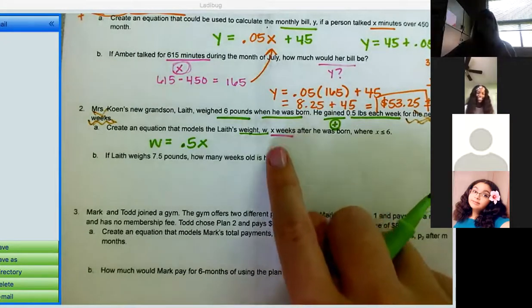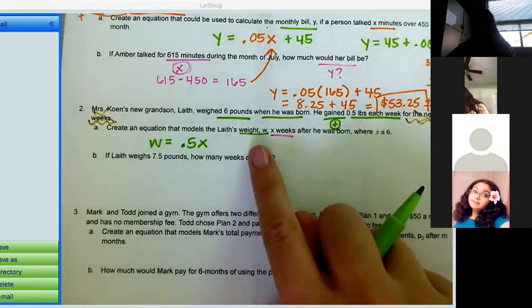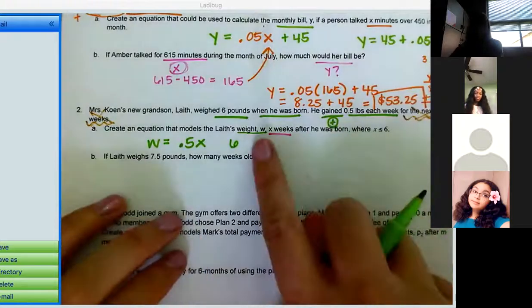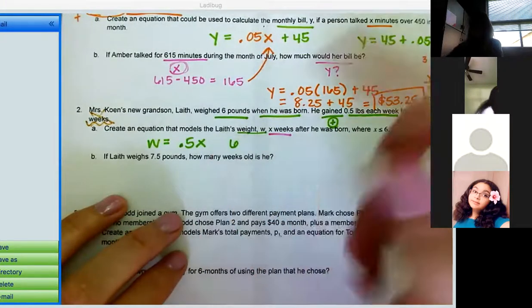All right, 0.5x. Now, what's his base weight? How much did he weigh to start with? That's what he's starting off with. And then it says we're gaining. So what sign goes in the middle? Good.